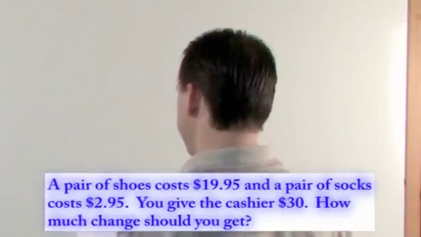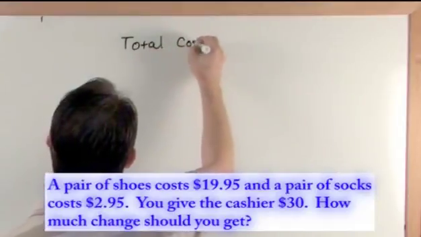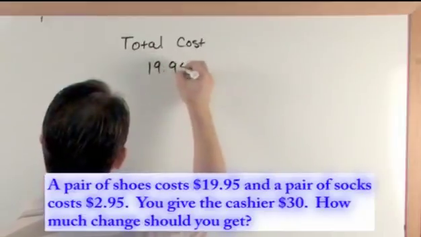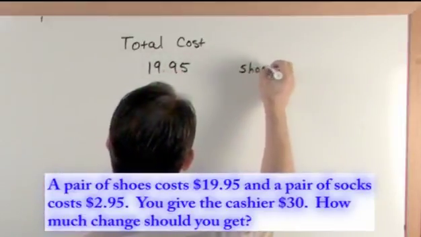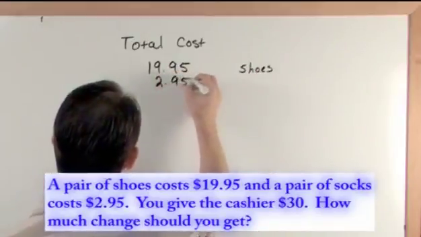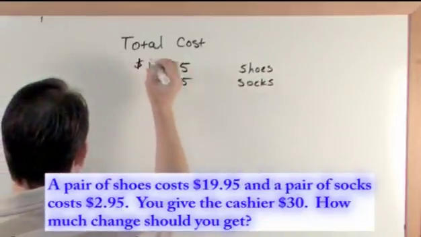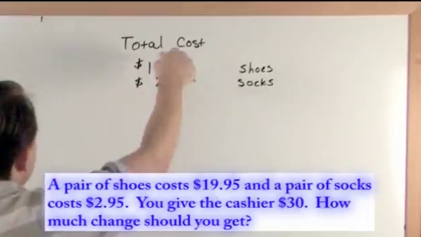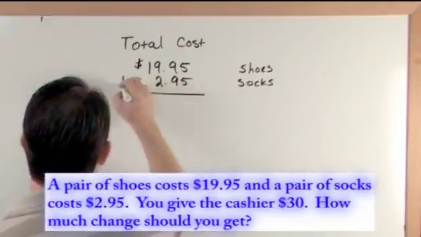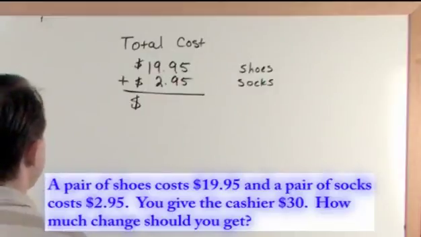Let's find the total cost of the socks and the shoes together. The total cost of the socks and the shoes, we said it was $19.95, and that was for the shoes. And it was $2.95 for the socks. And I'm going to put a little dollar sign here because we are dealing with dollars. So even though it's shoes and socks, we're adding dollars to dollars, and so we're going to end up with dollars. Dollars to dollars gives you dollars, and that's what we need to have here.